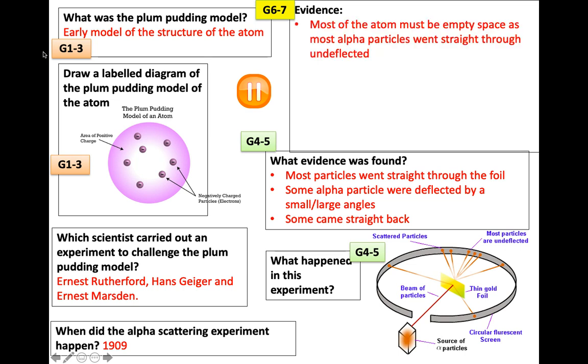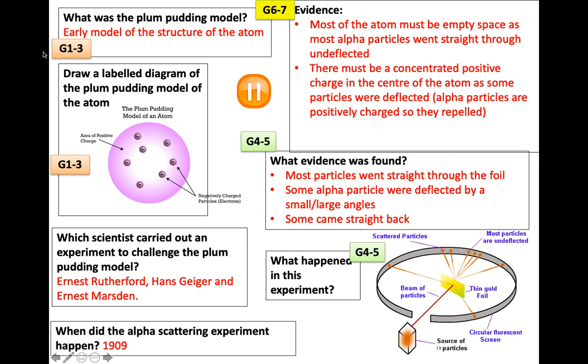And then grade 6 to 7, what does that evidence mean? So most of the atom must be empty space, as most alpha particles went straight through undeflected. There must be a concentrated positive charge in the centre of the atom, as some particles were deflected. The alpha particles are positively charged, so they would have been repelled. And it's a small positive charge because only a few particles were deflected. Okay, so those are the answers. So press pause to mark, correct, and add any extra detail to your answers.